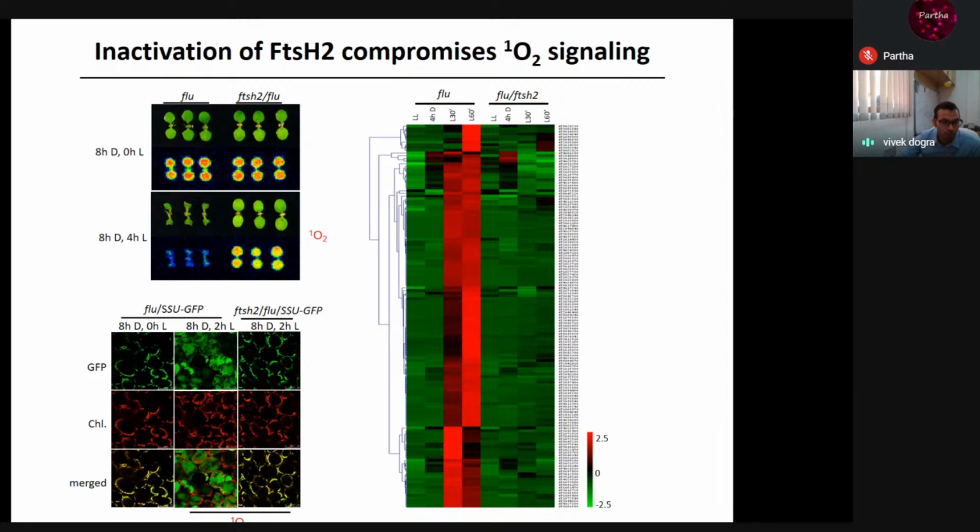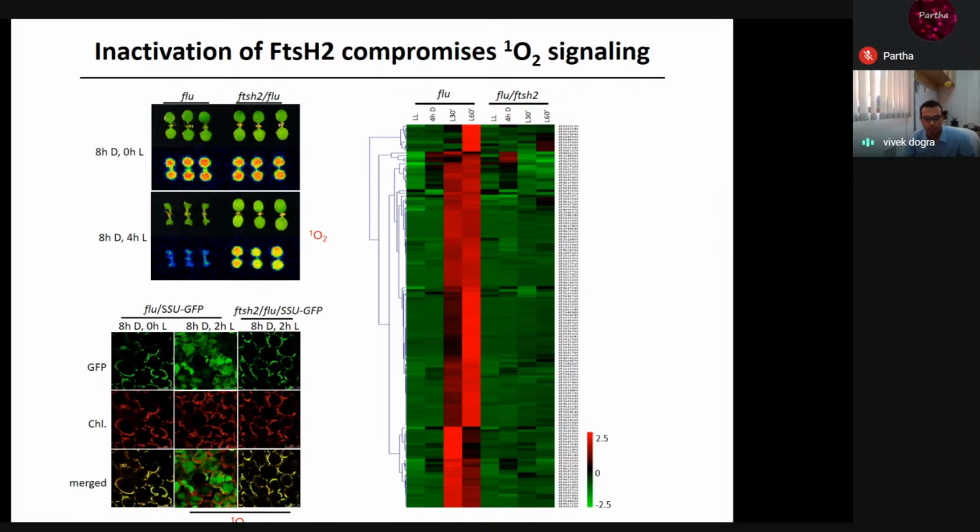And it was not only at the level of the plant per se, but at the subcellular level also, we can see there was no cell death. The cell was having no problem. And the gene expression was also not changed. All the gene expression changes were reversed in the ftsh2 background. So the flu ftsh2 double mutant behaved just like flu ex1.